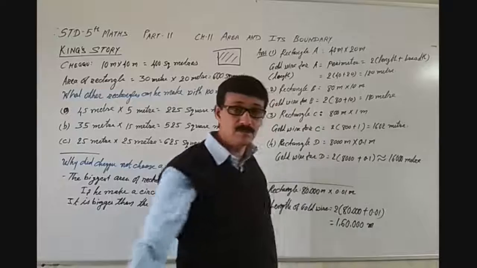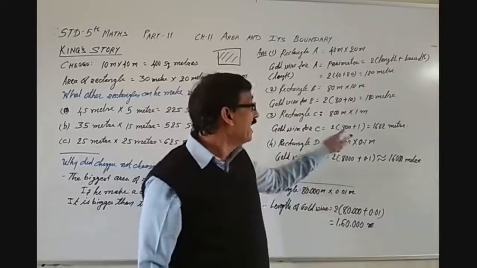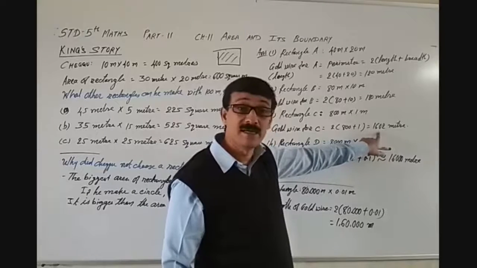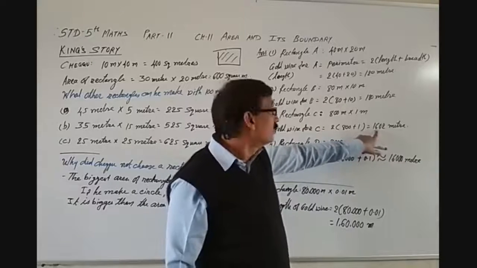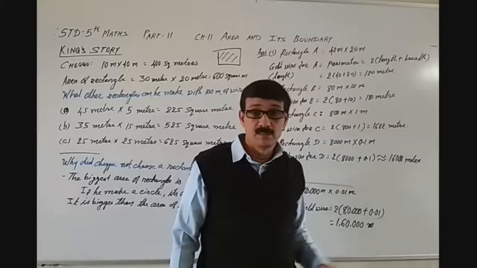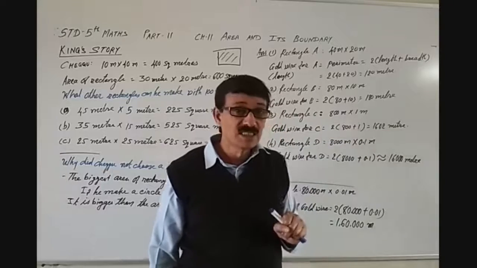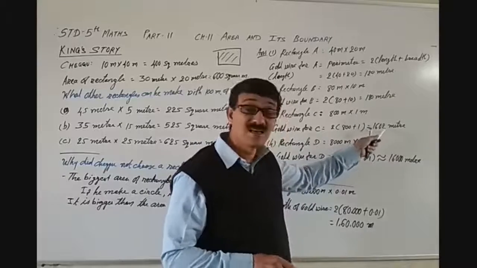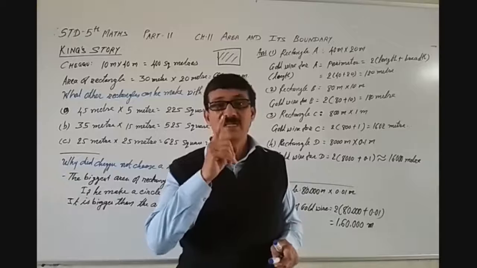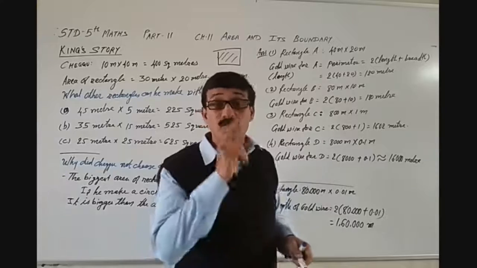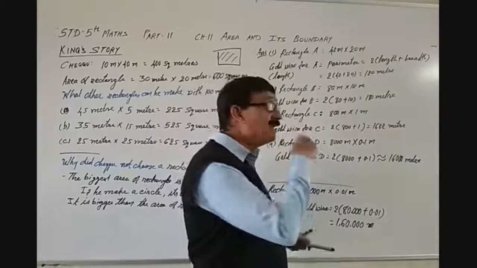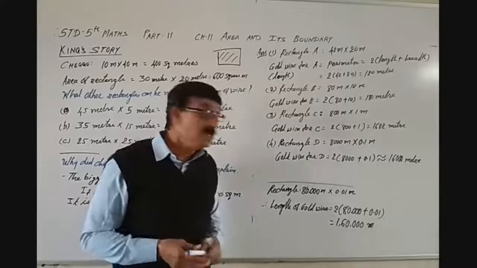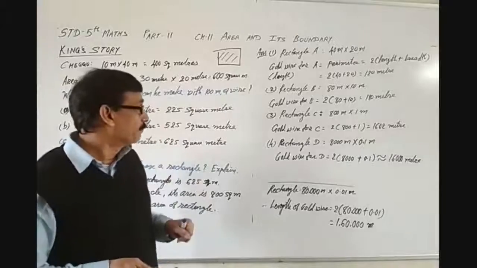800 plus 1 is 801, and the length multiplied by 2 is equal to 1602 meters. How long is it? Do you know? See, this is 1602. 1000 meters is equal to 1 kilometer. So 1 kilometer and 602 meters. That much length it is. Okay. So gold wire is required like that.